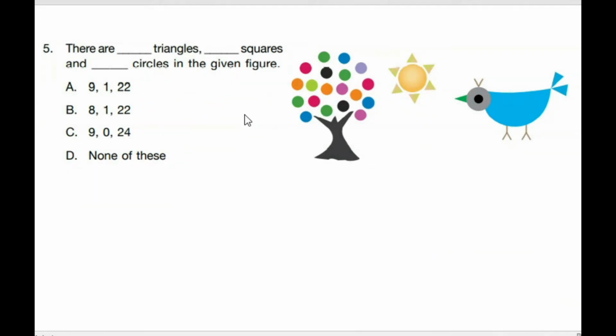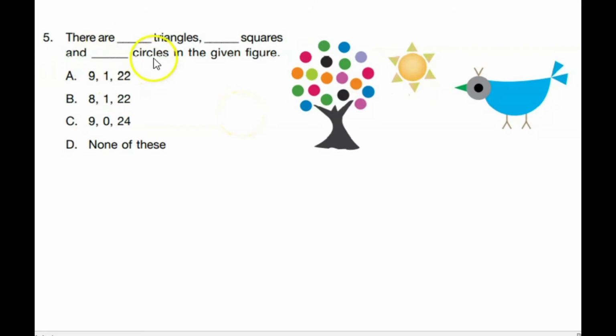There are dash triangles, dash squares and dash circles in the given figure. So what we need to do? We need to count triangles, squares and circles. So let's count triangles first. In the first we do not have any triangle, but the second figure shows many triangles. 1, 2, 3, 4, 5, 6 triangles here. 7, then 8 and 9. 9 triangles, option A and option C. Okay, so we have a total of 9 triangles.